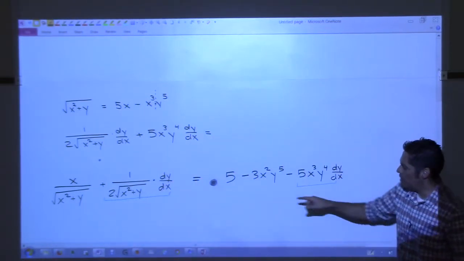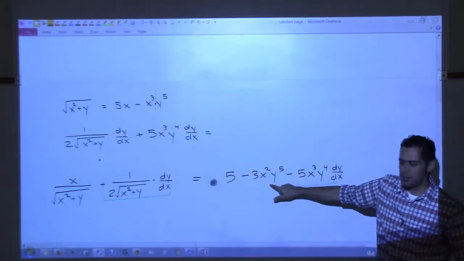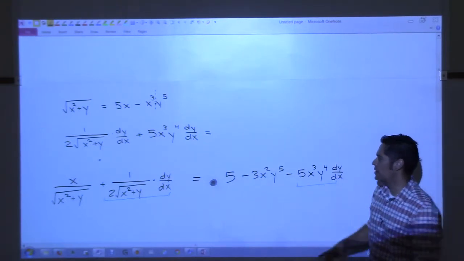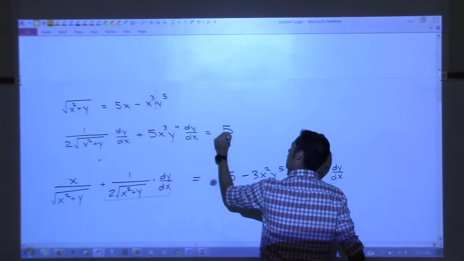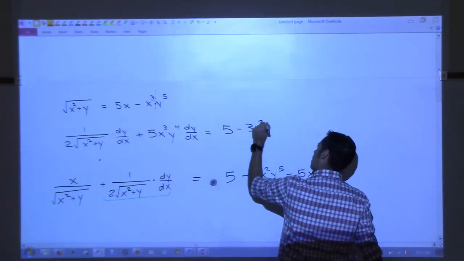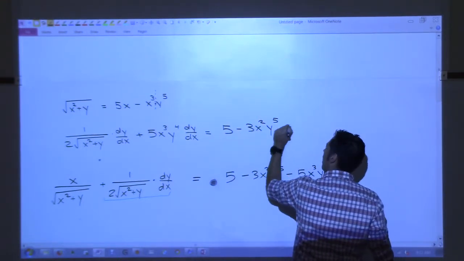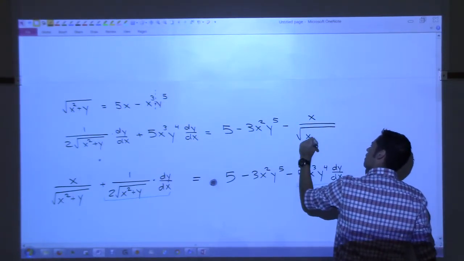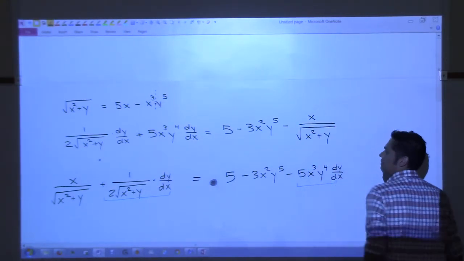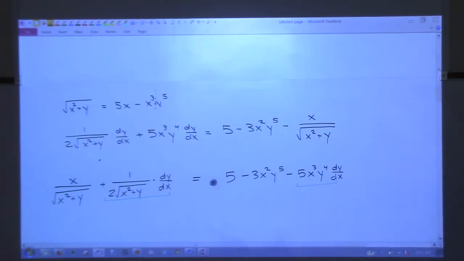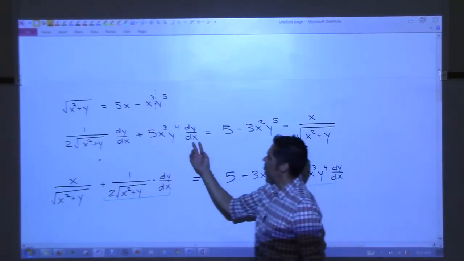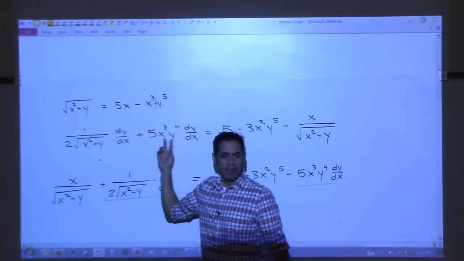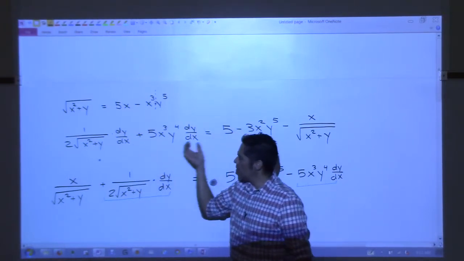And it's going to join up with the 5 and the minus the 3x squared y to the 5th. That's already over here. So I have 5 minus 3x squared y to the 5th, and now I have minus this ugly fraction, like that. And the whole point of this was to be able to factor out a dy dx from both of these terms. So I'm going to pull that out.